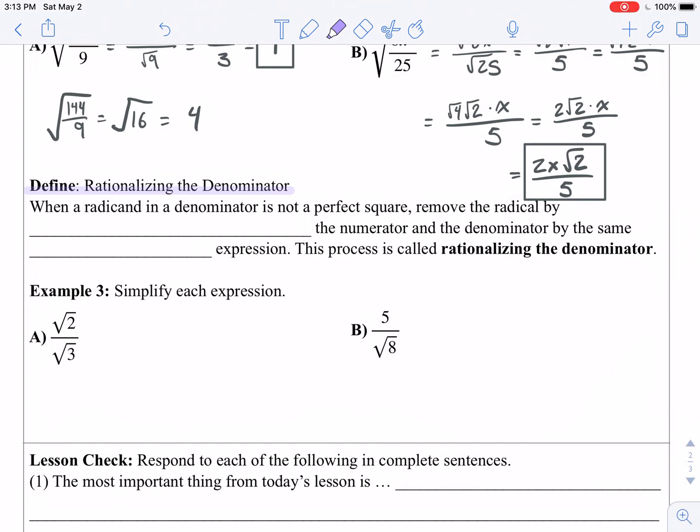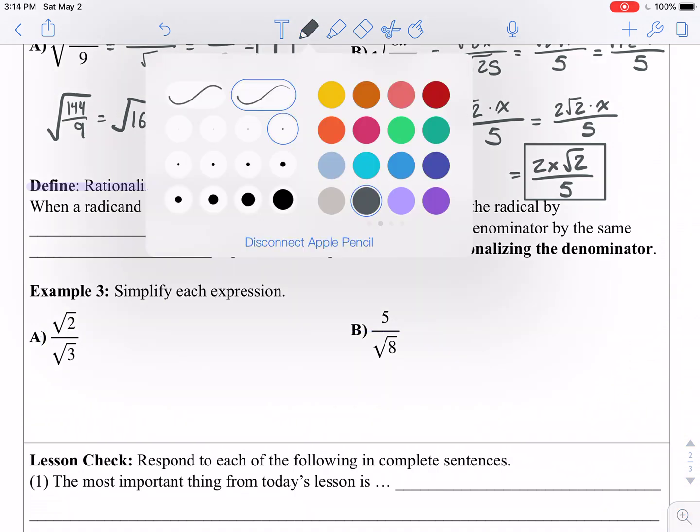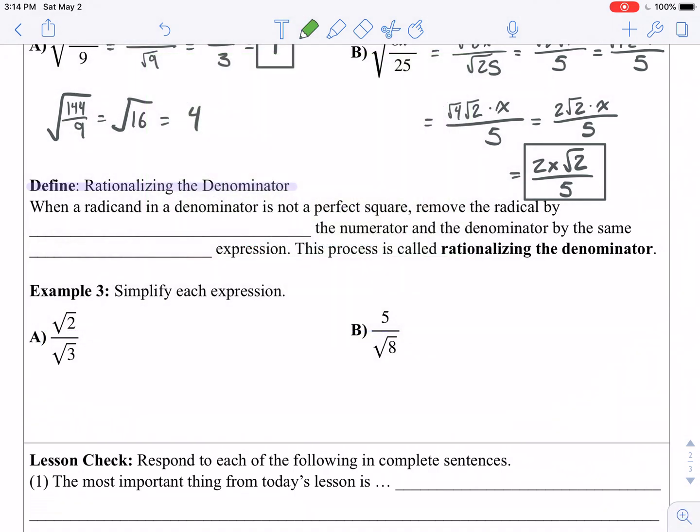Now when you have a radicand, that's again what is under your square root, in a denominator, remember your denominator is the bottom part of your fraction, you're going to remove the radical by multiplying both the numerator and the denominator by the same radical expression. This process is called rationalizing the denominator. You're going to make it a rational number.